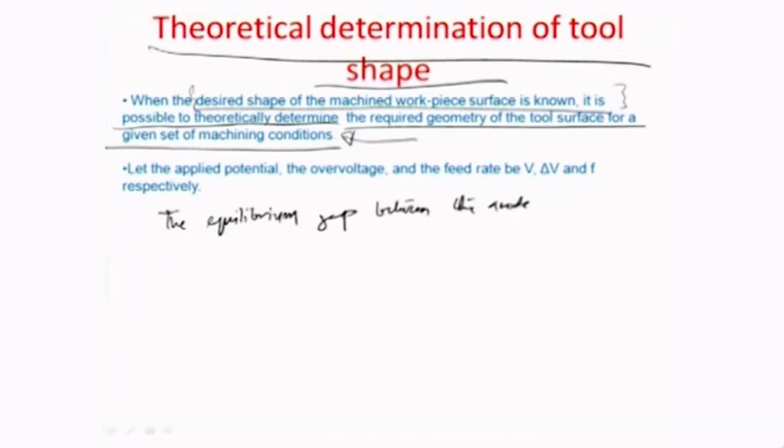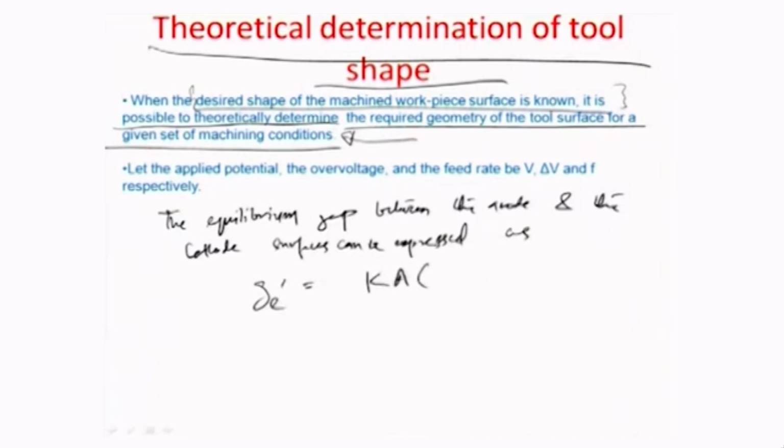between the anode and cathode surfaces can be expressed as G dash is equal to the conductivity times the atomic weight of the material which is dissolved times the voltage minus overvoltage potential which is available for the electrochemical process, divided by the density of the material to be removed, the lowest valency state of the material, and some other parameters like the Faraday constant, the feed rate, supposing it is going at an angle theta.